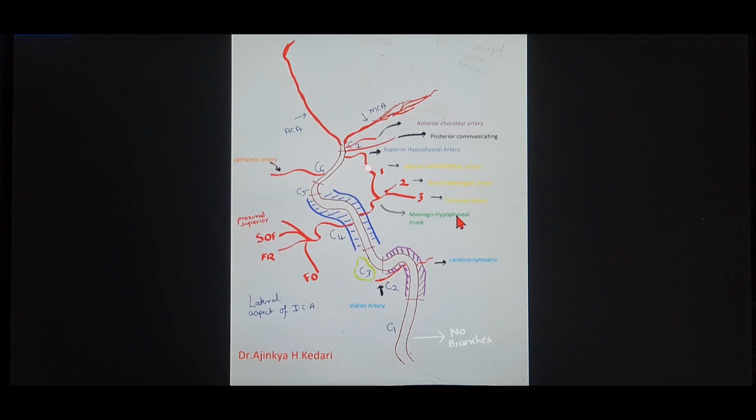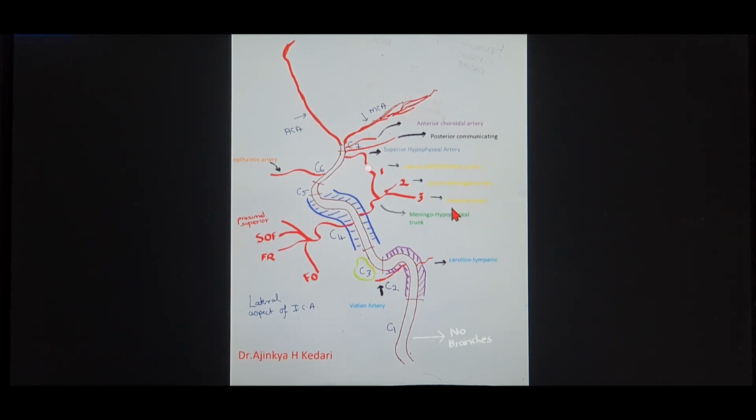Now, the meningohypophyseal trunk has three branches. The inferior hypophyseal artery supplies the posterior aspect of the pituitary gland. Also, you can see the dorsal meningeal artery. This dorsal meningeal artery, along with the meningeal branch of the posterior ethmoidal artery, supplies the dura of the anterior cranial fossa. Now you can see over here the tentorial artery.